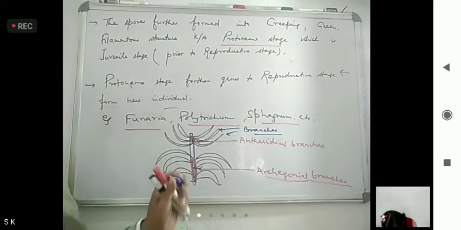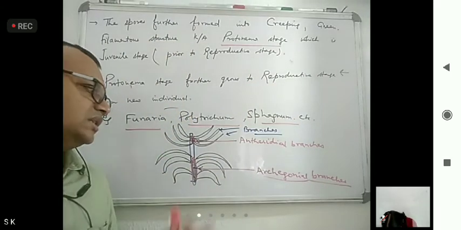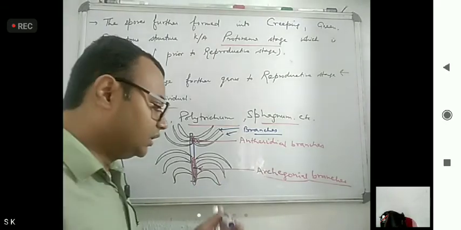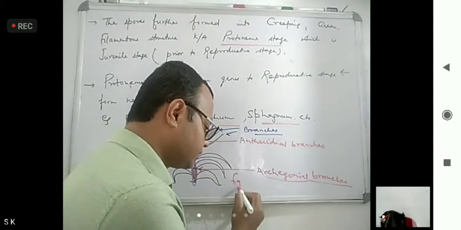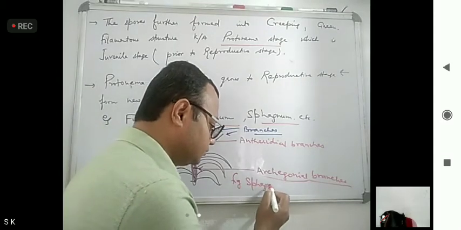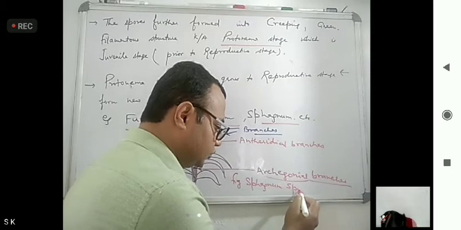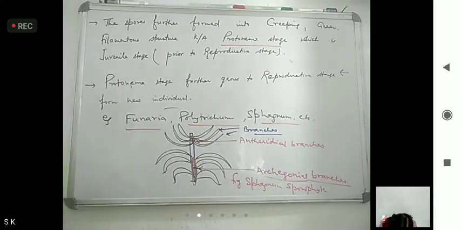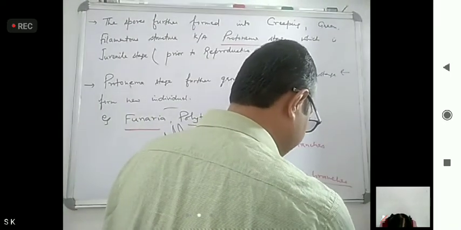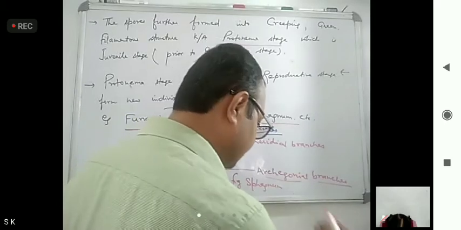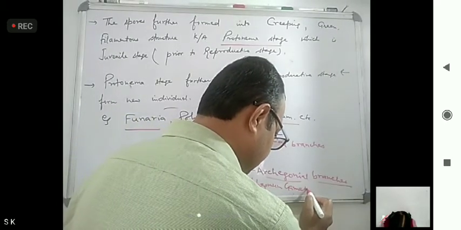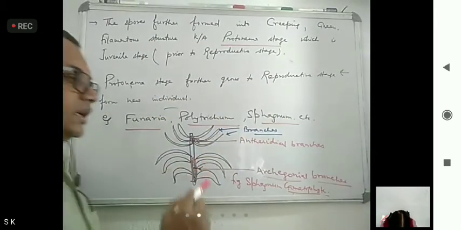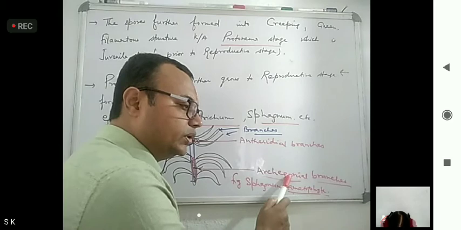Branches. So these are looking like leafy structures, and this is showing Sphagnum. Is it a sporophyte? No, it is a Sphagnum gametophyte, because this is a leafy structure. So Sphagnum gametophyte, and this is the reproductive stage that contains both, one archegonial branches.